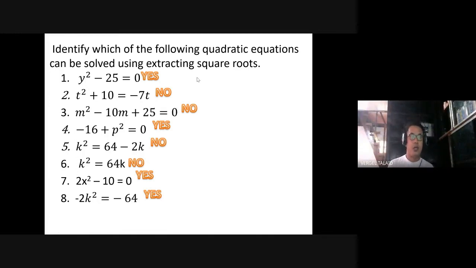I hope you learned something today about extracting square roots.